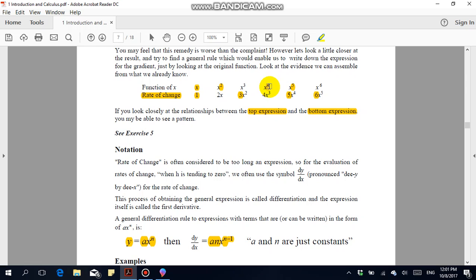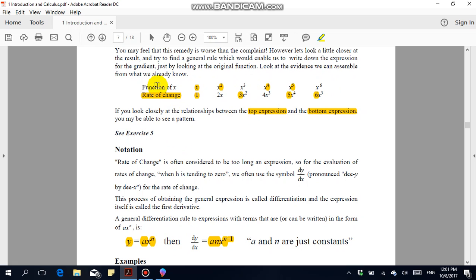Similarly with 4x, when you take the power over there, you multiply it with x, it becomes 4x, and you subtract this power by 1, it becomes 3. X to the power 6, you take the power over here, you multiply it with x, it becomes 6x, and you subtract this power by 1.